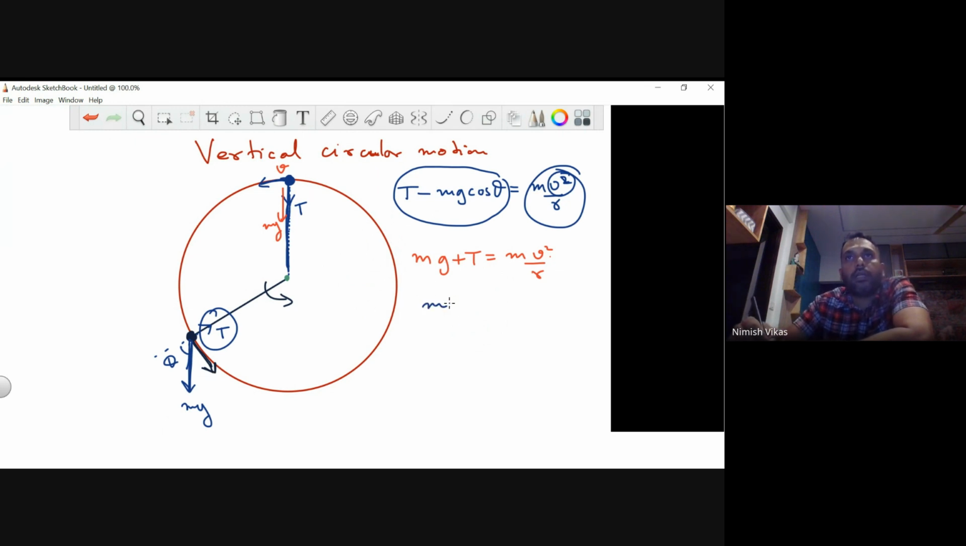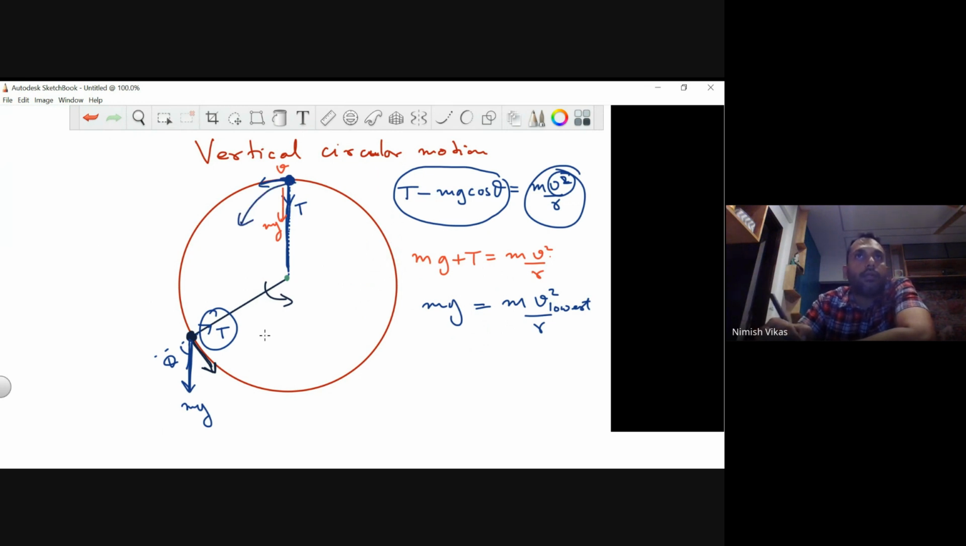mg alone is taking care of the vertical motion's centripetal force with the lowest velocity possible. If we lower further than this, what is going to happen? Then there is no force which can provide the centripetal force required, mv square by r, and hence the body will not go in a circle.